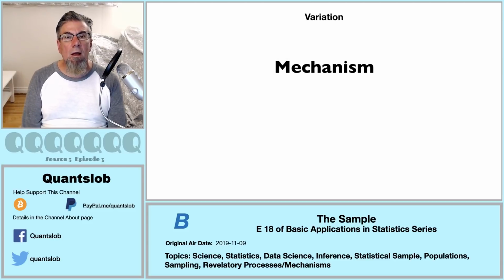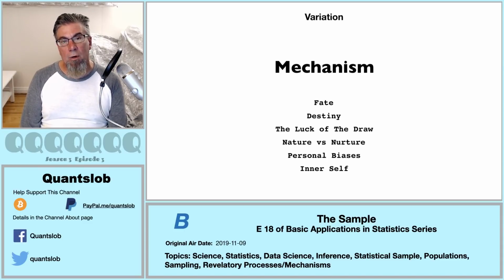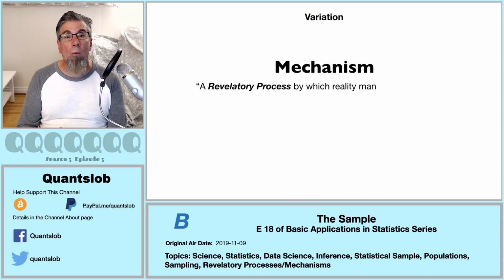To really crystallize our thinking here, be reminded that there's a very familiar language or vocabulary around this. We speak commonly of externalities, things like fate, destiny, luck of the draw, and internalities as well, personal biases, inner self. Okay, so that's as far down this rabbit hole as we're going to go for this video, but we are right where we want to be.